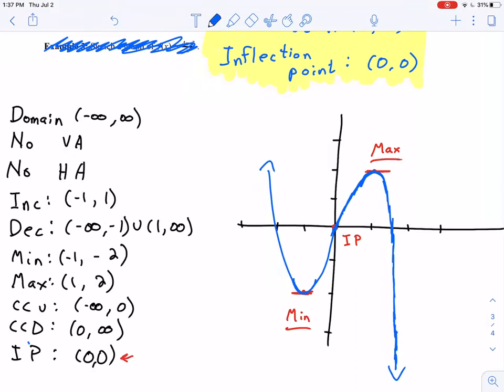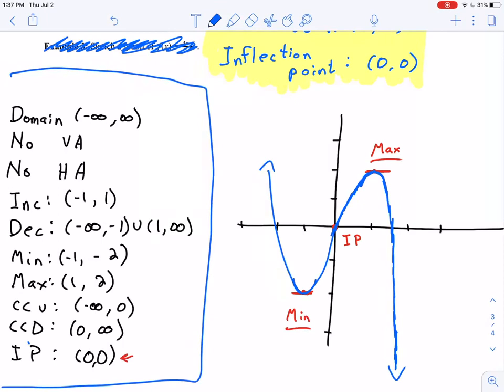If you can have all of this information, I might honestly just write it down on a separate sheet of paper or off to the side in your margins. Have it somewhere handy so that you can refer to it at the end of your problem when you're ready to go ahead and make the sketch of your graph.